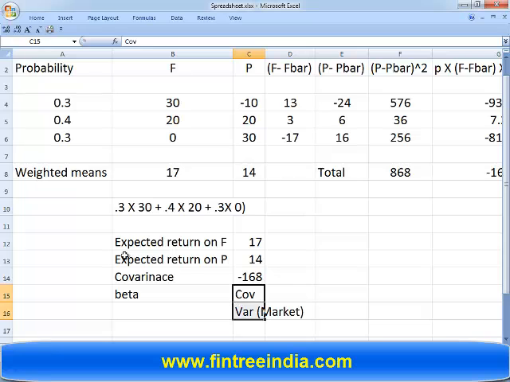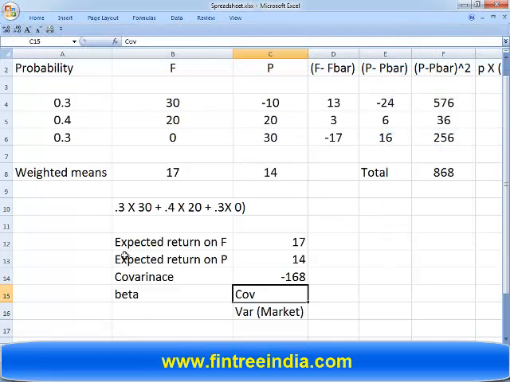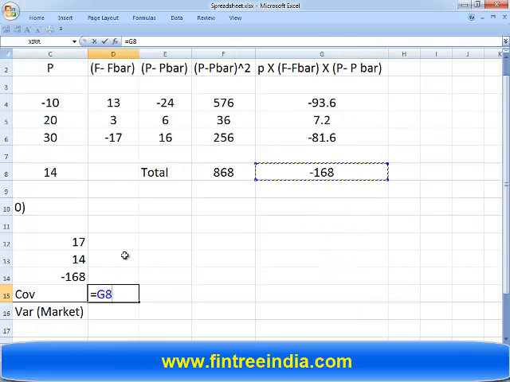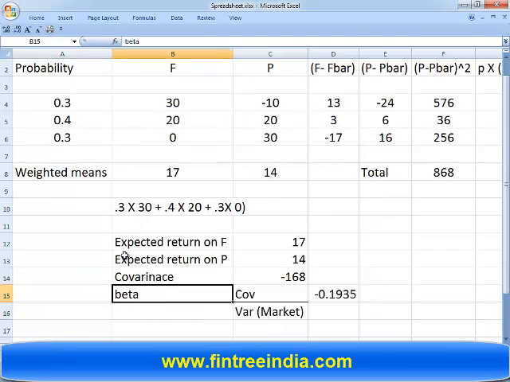Covariance divided by variance of market. So the answer would be covariance, which is minus 168, divided by variance of the market, which is 868. So beta of the security is minus 0.19. Done? Are we good to move?